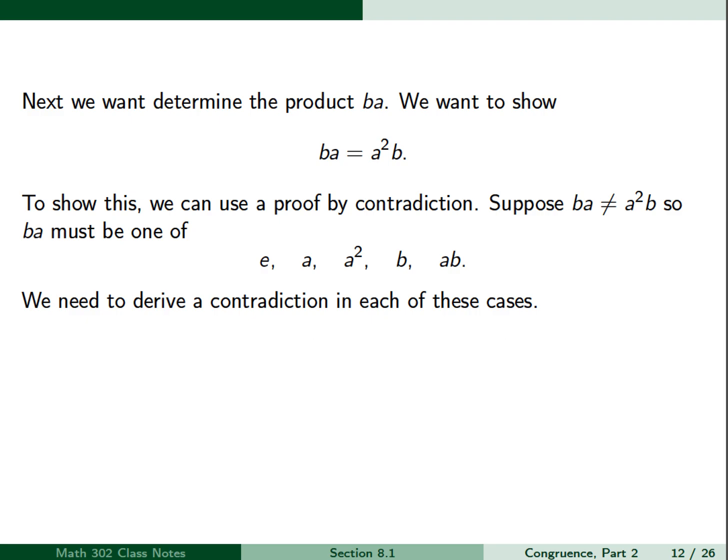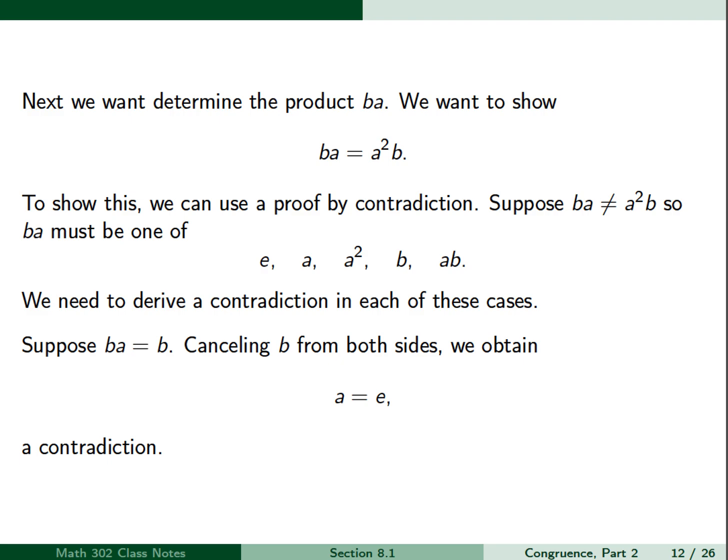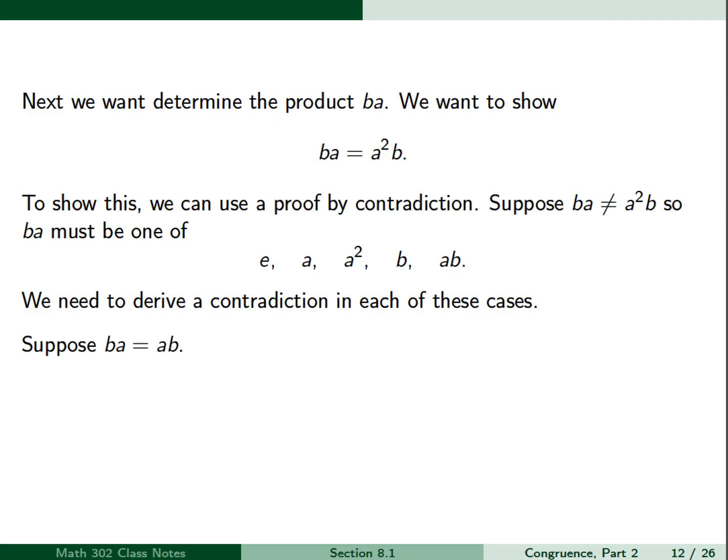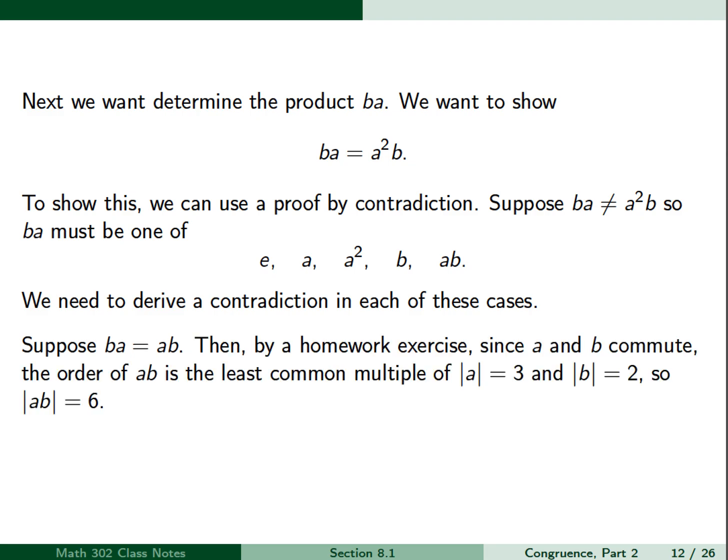Our fourth case is, suppose BA is equal to B. We can cancel B from both sides here, and we obtain A is equal to the identity, another contradiction. And our fifth and final case is, suppose BA is equal to AB. Then, by a homework exercise, since A and B commute, the order of AB is the least common multiple of the order of A, which is 3, and the order of B, which is 2. So that tells us that the order of AB is equal to 6.